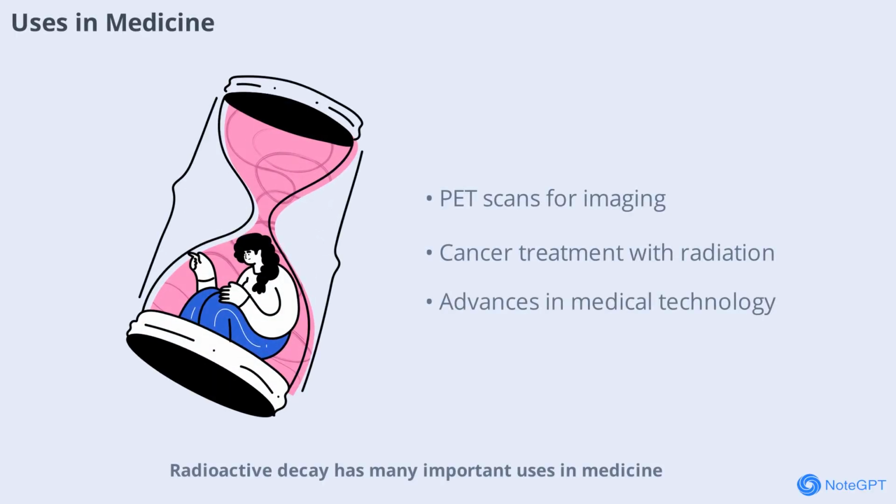Radioactive decay has many important uses in medicine. Radioisotopes are used in imaging techniques like PET scans, which help doctors see inside the body and diagnose diseases. Radioactive materials are also used in cancer treatment, where targeted radiation destroys cancer cells while sparing healthy tissue. These medical applications have saved countless lives and continue to advance with new research and technology.